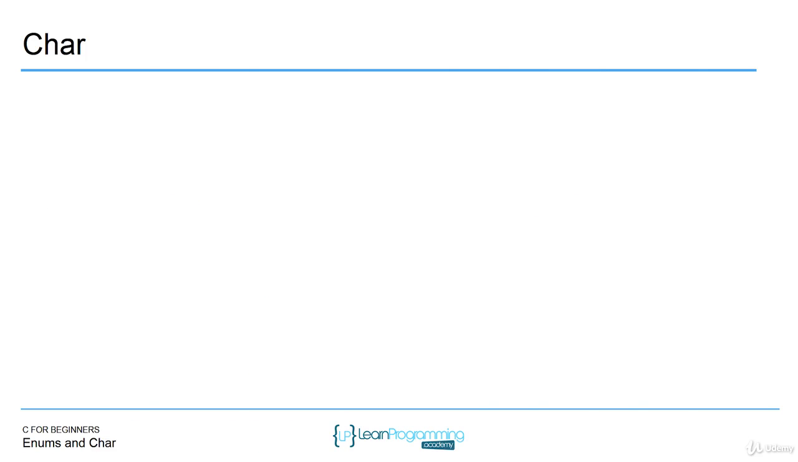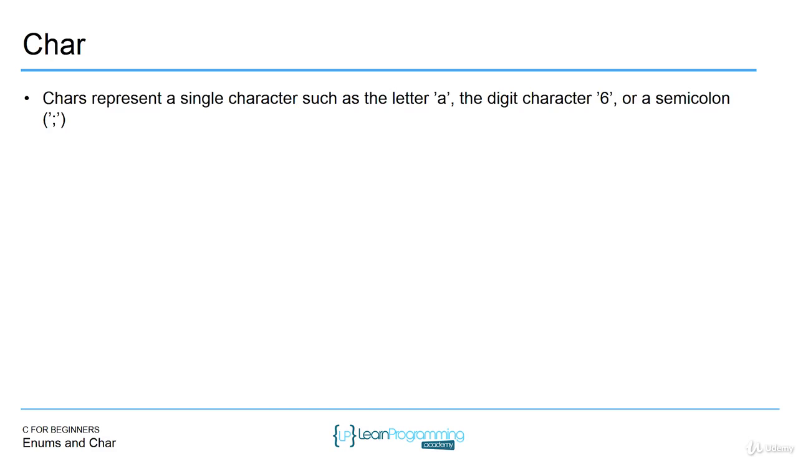Another important data type that I want to discuss is a char, or a char, depending on how you pronounce it. We've talked mainly about numeric data types. We've now talked about the enum. Char represents a single character, such as the letter A, the digit character 6, or a semicolon.